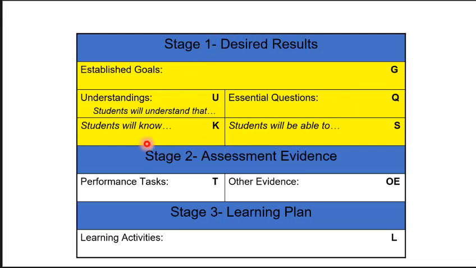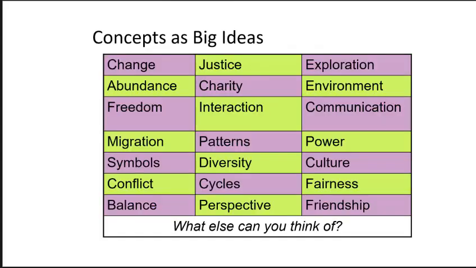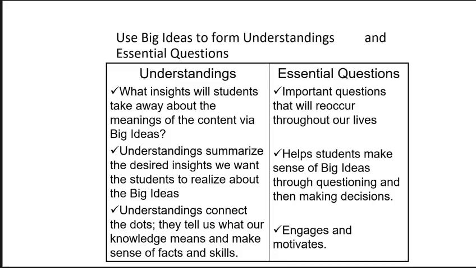So this is for the first stage, which is the desired results you need to perform in planning for your online course, which is the assignment. Let's see how we can fill in this table. When we say enduring understanding, it is the big ideas and the essential questions of your online course. Let's take an example. Some of the big ideas: change, maybe communication, maybe culture, maybe diversity, maybe conflict, maybe exploration or environment. This is the big idea, for example. Let's use these big ideas to form understandings and essential questions.